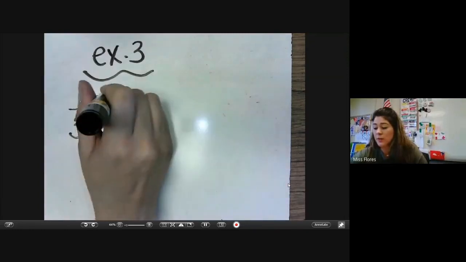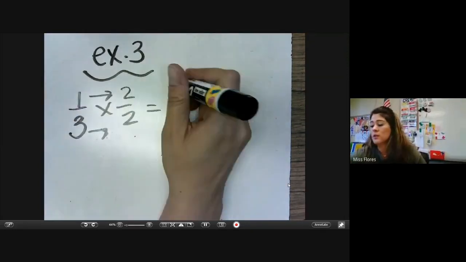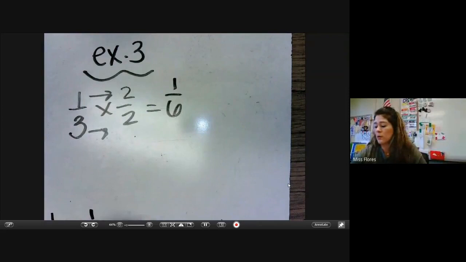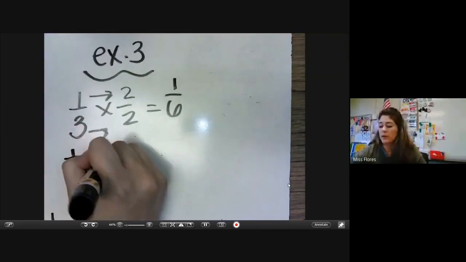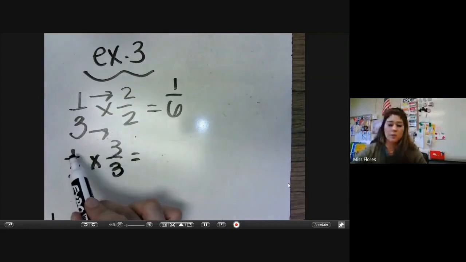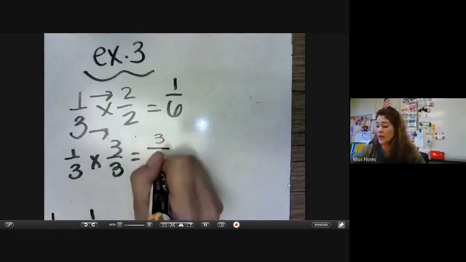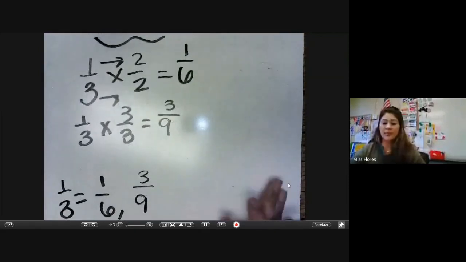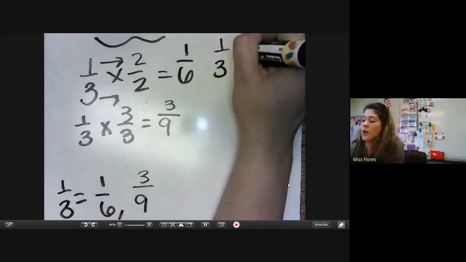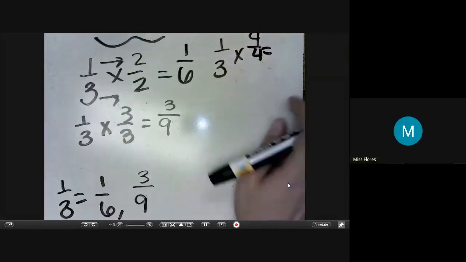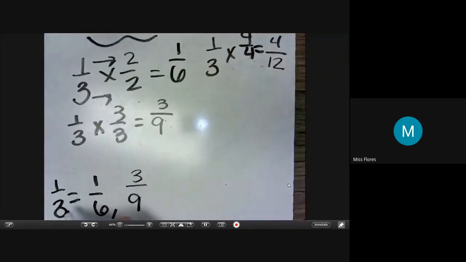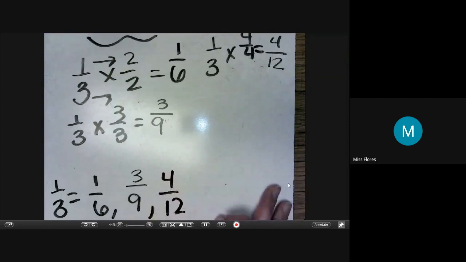Again, you're multiplying straight across. So 1 times 2 is 2, and 3 times 2 is 6. So that means 1/3 equals 2/6. All right, what about 3/3? 3 times 1 is 3, and 3 times 3 is 9. So it's also equal to 3/9. All right, what about 4/4? 4 times 1 is 4, and 4 times 3 is 12. So 1/3 is equal to 2/6, 3/9, and 4/12. You see how to do that?